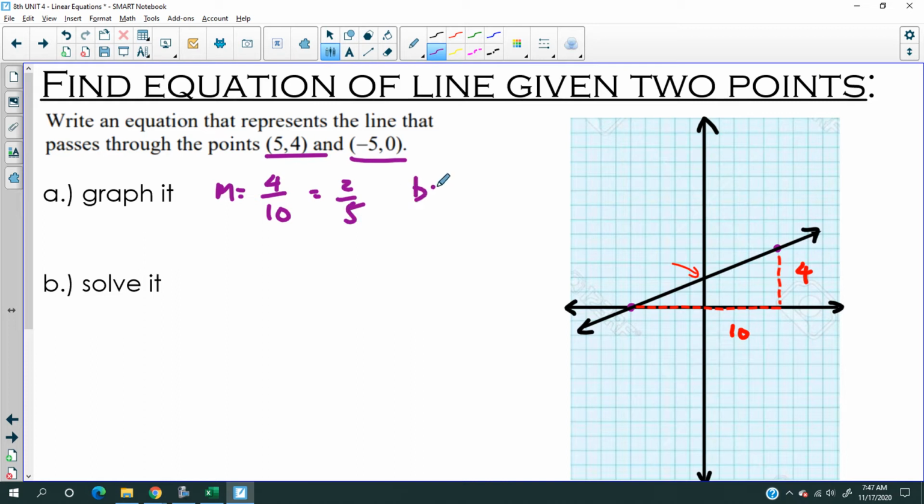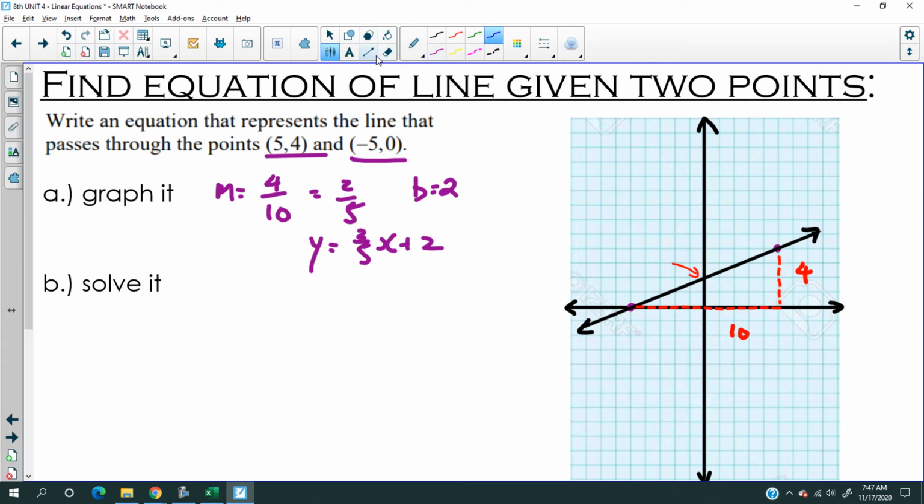Rise, yeah, okay, so that's 2/5. Now, what's the y-intercept? It looks like it's at 2. I'm not 100% sure because graphing like that should be okay. Let's think about it like that, and then we can construct the equation. y equals mx plus b, so 2/5 x plus 2. Now, let's see if this holds up.